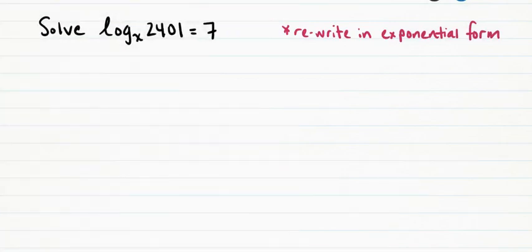Okay, here's another example. Here we're going to solve log base x of 2,401 is equal to 7. In this case, we rewrite this equation in its exponential form. So in exponential form, x is the base, 7 is the exponent, and it's equal to 2,401. In order to isolate for x, we take the 7th root of both sides.